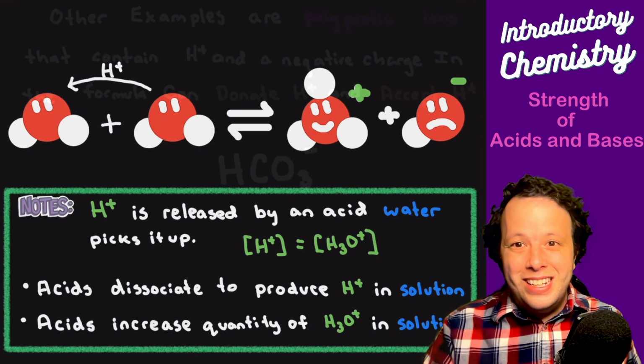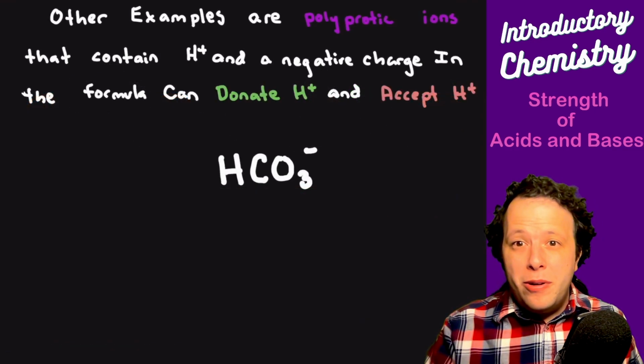All right, let's take a look at the next part. Other examples are of polyprotic ions.